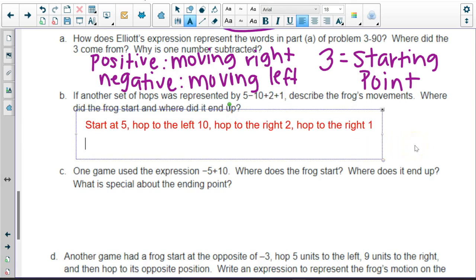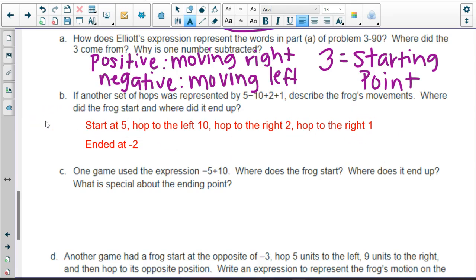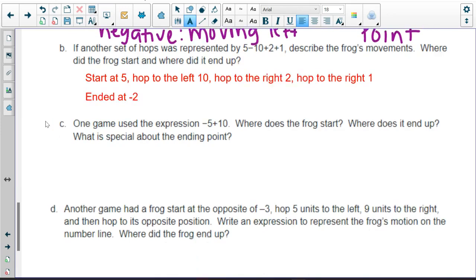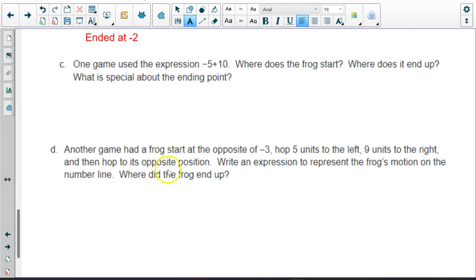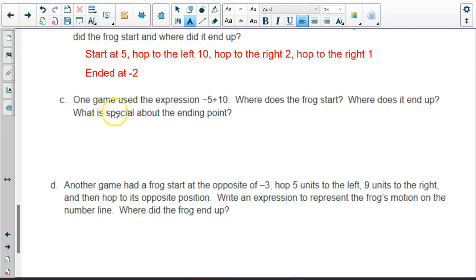And it says, where does the frog start and where do we end? So we started at 5 and we ended at -2. So hopefully you have that written down when you did your solving. All right, we're almost there. For C, it says one game used the expression -5 plus 10. Where does the frog start? Where does it end? And what's special about the ending point? So go ahead and see if you can solve this one.